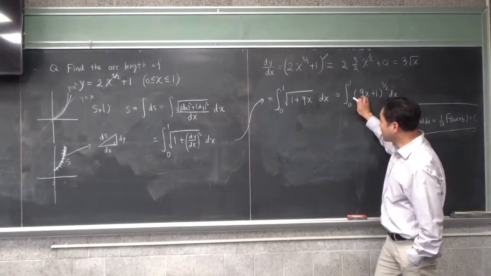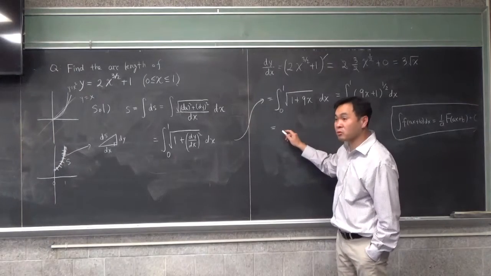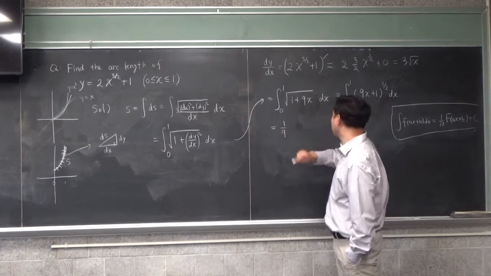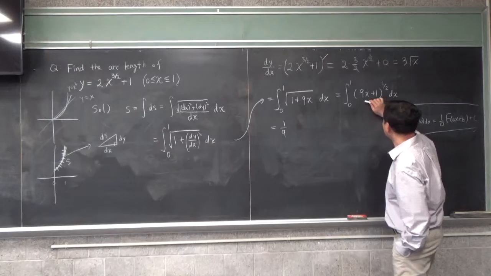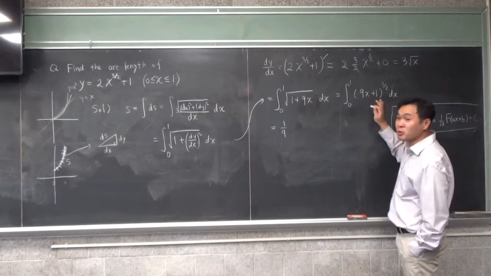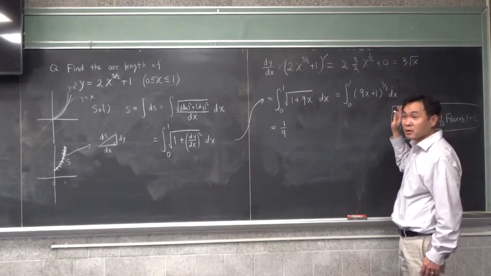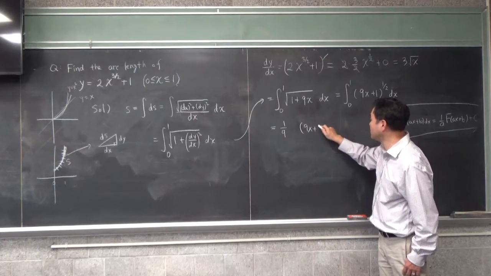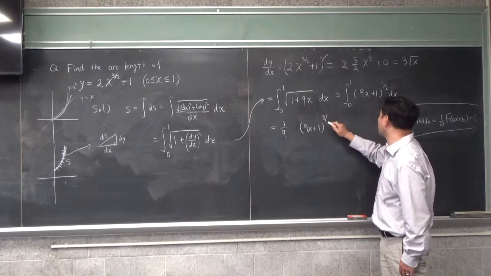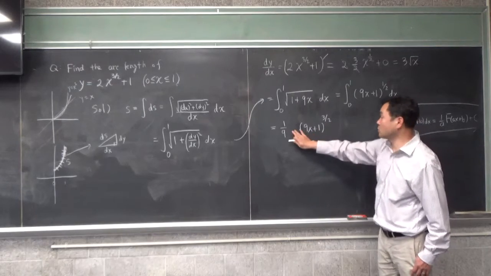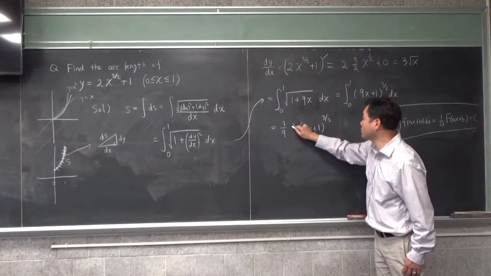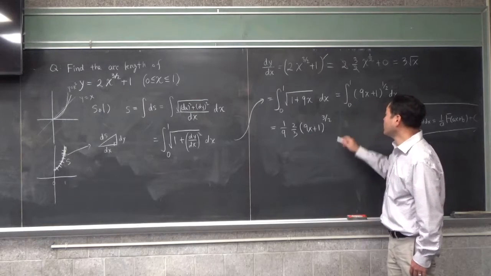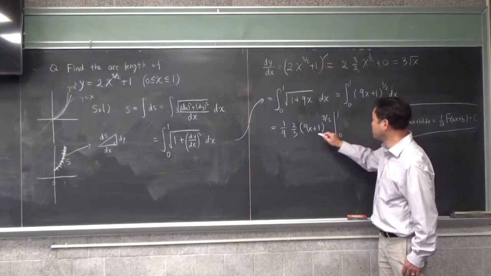So what does this 9 introduce? 1 over 9. 1 over 9 will be introduced in front, right? And then you treat this like x, and we know how to integrate x to the 1/2 power, right? We add 1 to the exponent, which will be 3 over 2. And what goes in front? 2 over 3. Now you plug in 1 and 0 there.